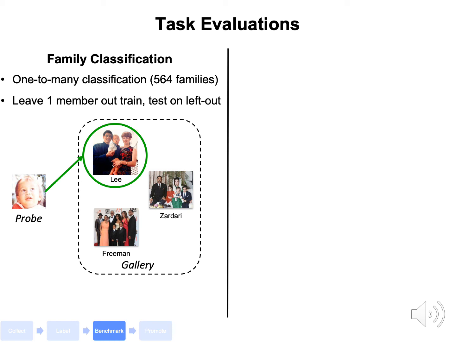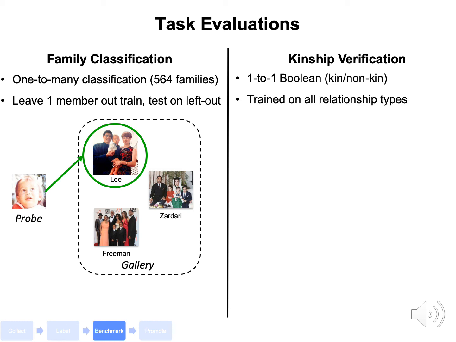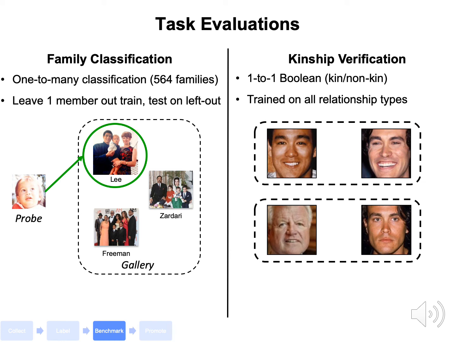The more popular task is kinship verification, which is the one-to-one Boolean task to classify whether kin or non-kin. We train on several relationship types, which we'll look at in a subsequent slide. And the task then is, are they related? Yes or no? You can see the top pair, yes, the bottom pair, no. So let's now take a look at the different relationship types.